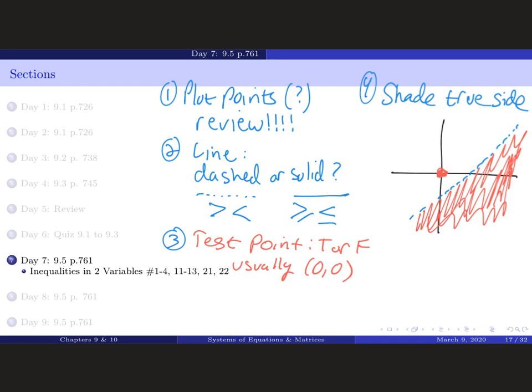So what we're going to be doing today is plotting inequalities. The 4-step process is: first, you need to plot some points, and this is going to be a review of how to plot lots of different functions, which is good because we have an exam coming up.